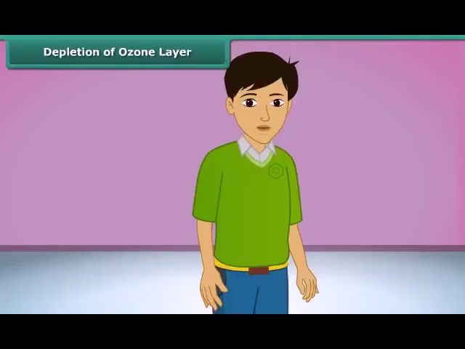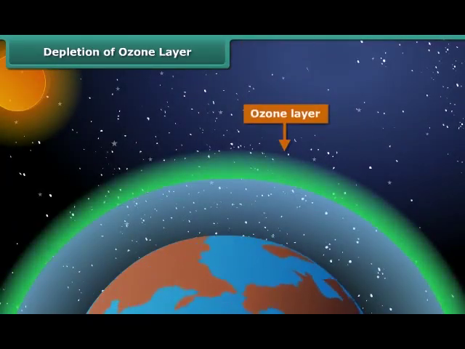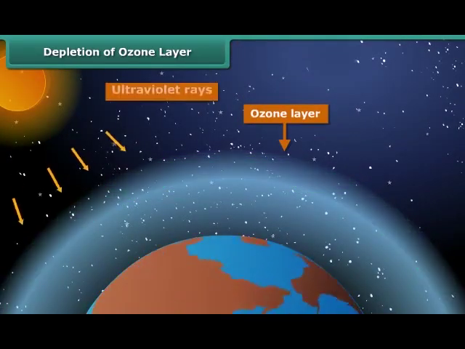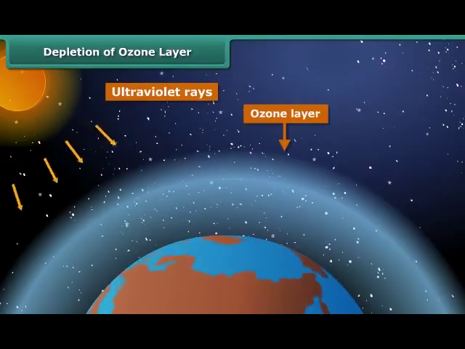Let us learn about the ozone layer. It is a layer of ozone gas in the upper atmosphere of Earth. What is its role? It protects us from harmful ultraviolet rays of the sun.